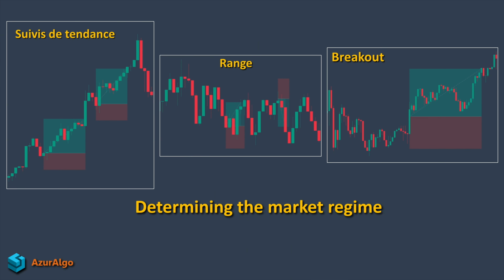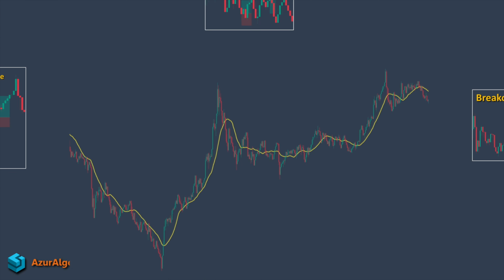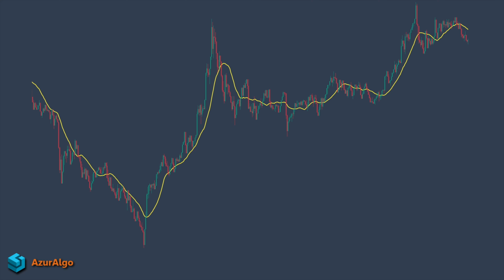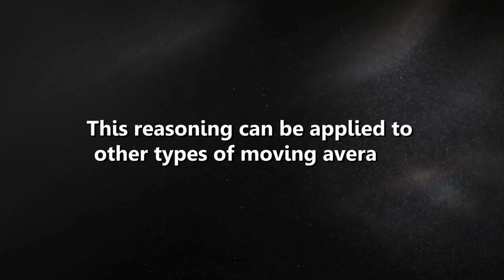As we've seen, each strategy relies on correctly identifying market conditions to maximize efficiency. To increase consistency, the goal is to use a systematic and objective method to classify market phases. This way, we can ensure that the chosen strategy aligns with the current market environment, reducing unnecessary risks and improving long-term performance. A simple method is to use a moving average. For this example, I've applied a simple moving average, an SMA, with a period of 20 candles. However, this reasoning can, of course, be applied to other types of moving averages.